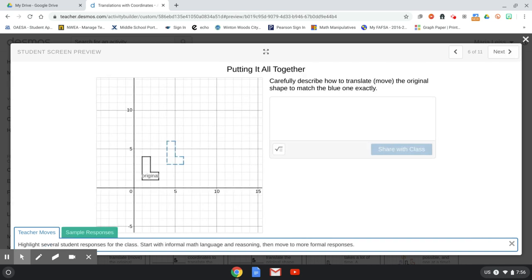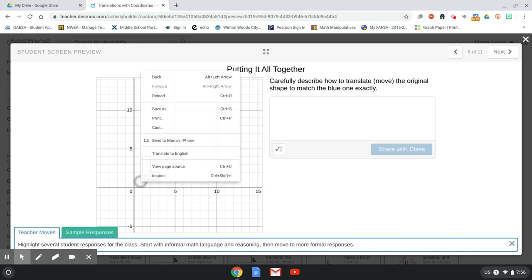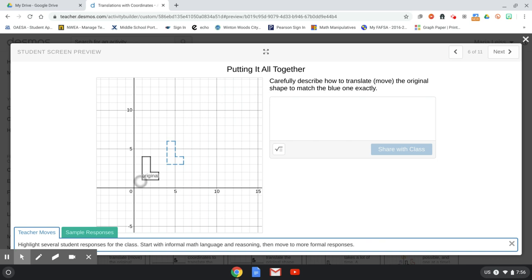This is the first question that you're going to need to take a screenshot of. I want to know how many over and how many up would you have to move this original shape to get it on top of here. Now, here's the part that you need to be careful of. This bottom corner needs to get to this bottom corner. So if I were to draw a straight line, how many over and how many up to connect them? That's what you'll type in that box. Take a screenshot of that page. That's the first thing you'll turn into Echo.